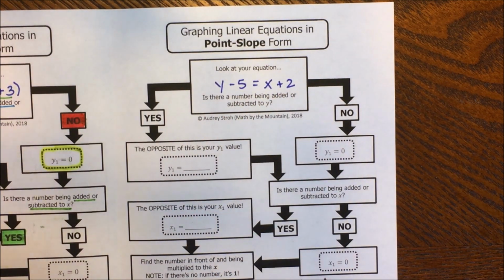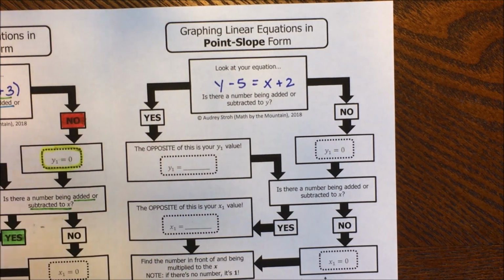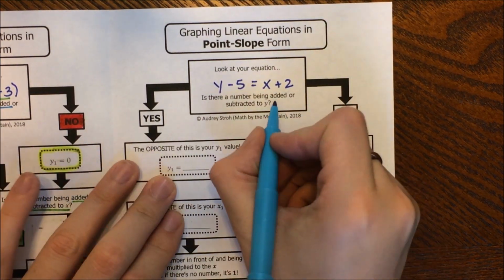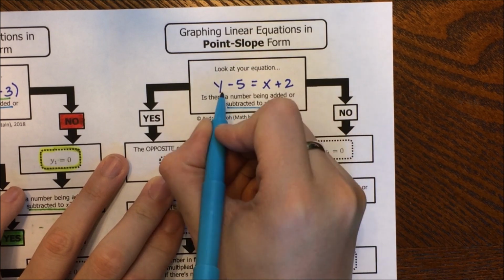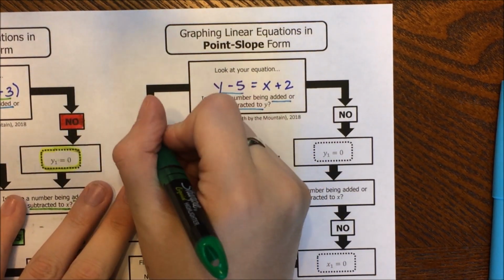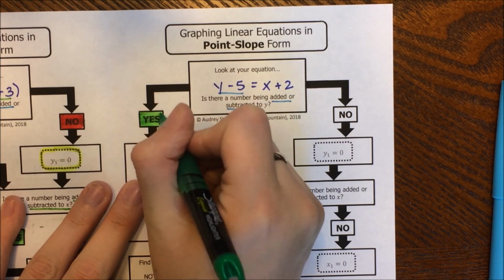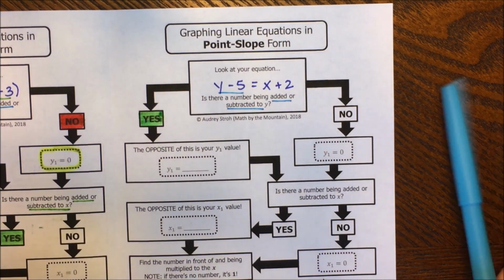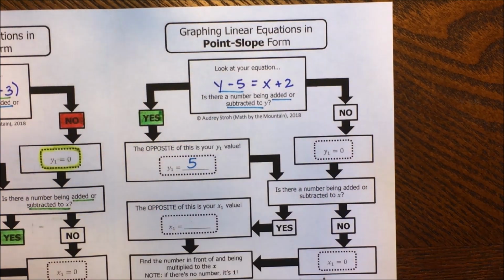So just like every other time, we're going to start at the beginning, and it says, is there a number being added or subtracted to x? Yes, right? We have y minus 5. So we're going to go down the yes path, and when we take the opposite, instead of a minus 5, we're going to have positive 5.